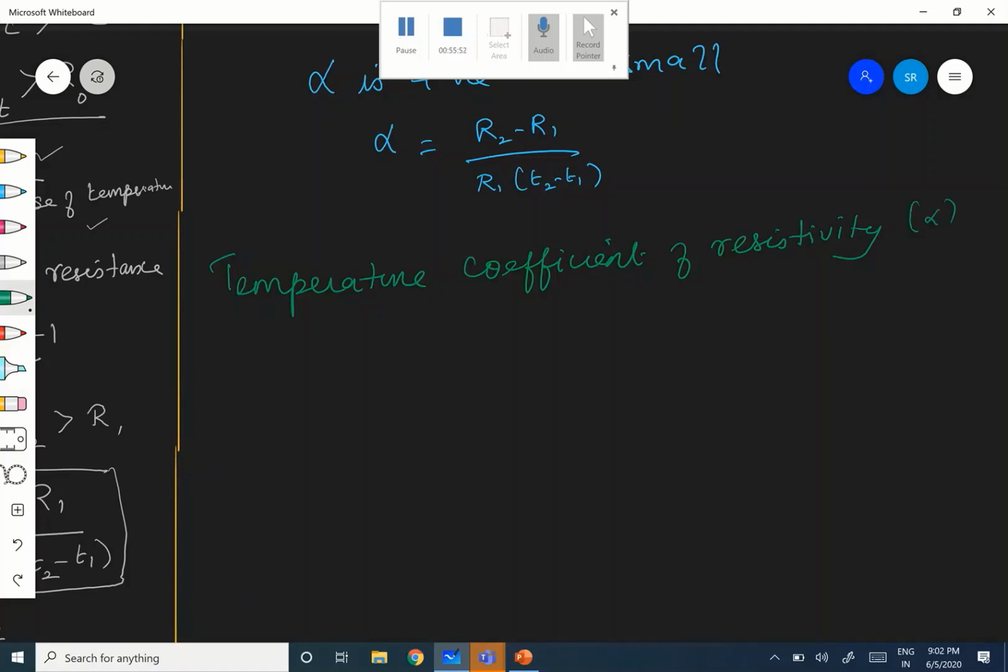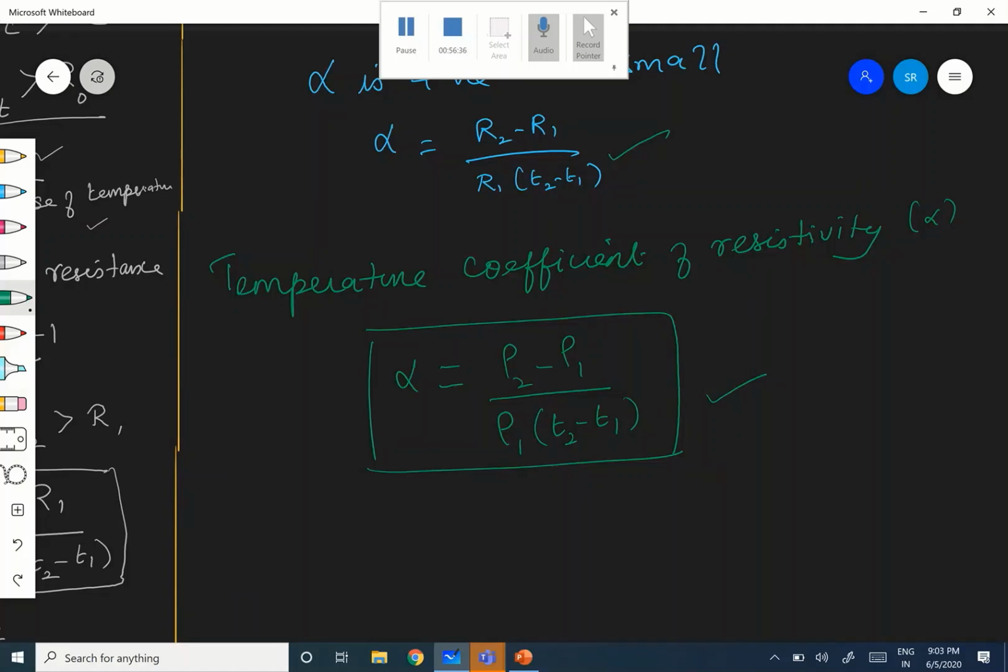So alpha is nothing but the increase in resistivity per original resistivity per degree rise of temperature. That's all. Are you following? Here it is in terms of resistance, there in terms of resistivity. That is the only change. Therefore, the increase in resistivity per original resistivity per degree rise of temperature is what is called the temperature coefficient of resistivity.